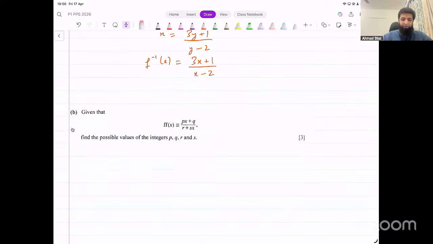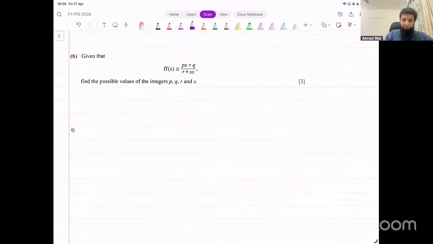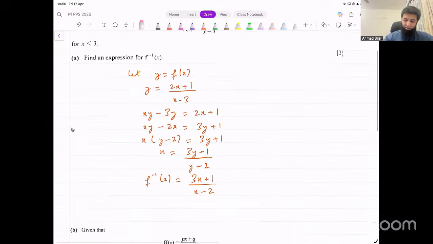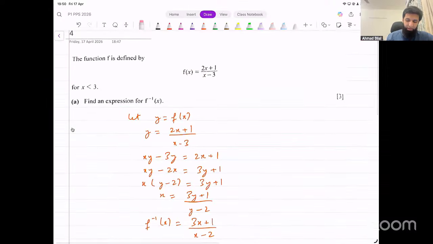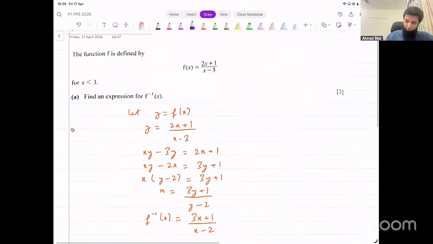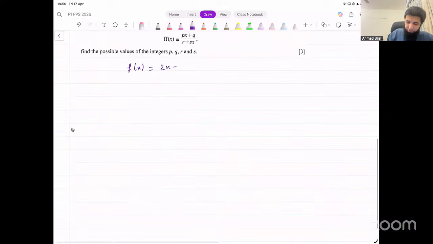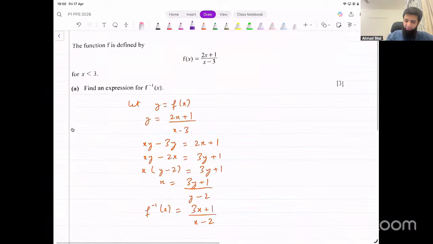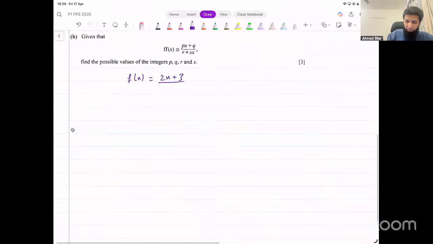Now they're saying, given that f of x is equal to this, find the possible values of the integers p, q, r, and s. Possible values. Okay, that's interesting. Why are they saying possible values? Let's think about it. F of x is equal to 2x plus 3 divided by x minus 3. Okay, all right. So I understand why they're saying possible values now.